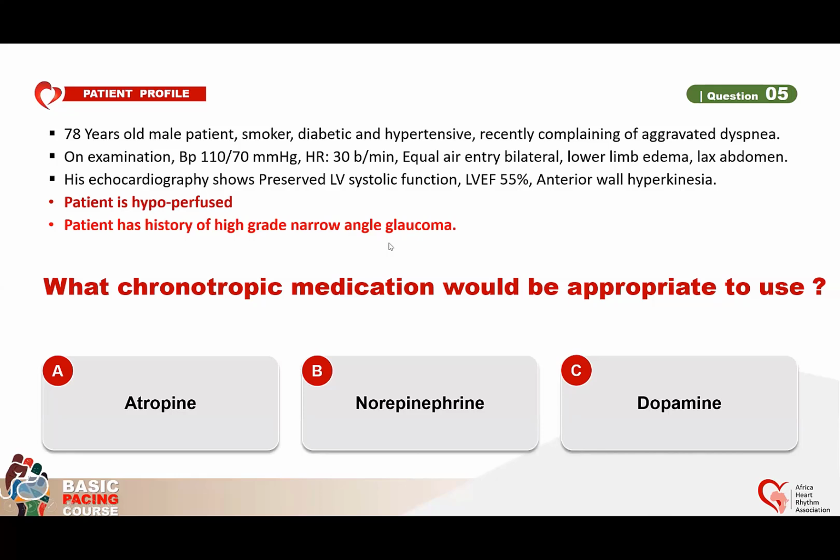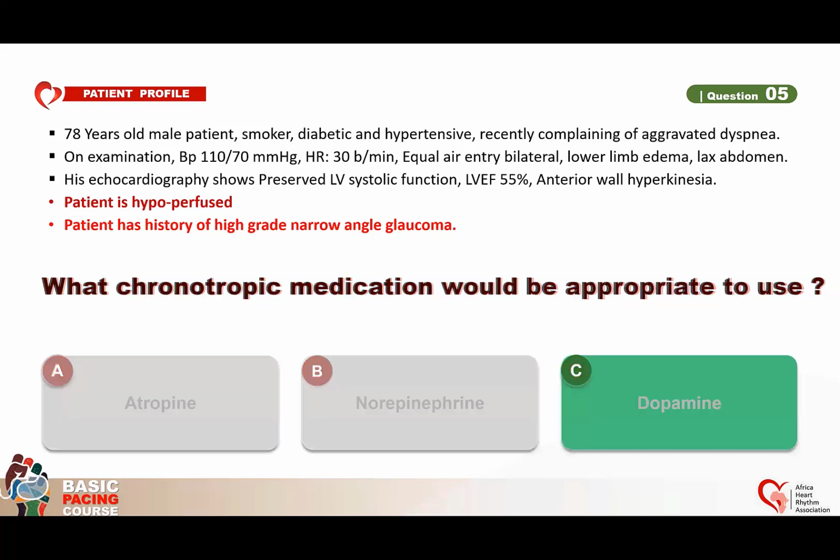So the appropriate reflection here, despite atropine being the universal chronotropic drug to be used in most patients, is that it is contraindicated in patients with high-grade glaucoma. Norepinephrine doesn't give you the chronotropic effect, but a vasopressor effect, leaving you short with dopamine.